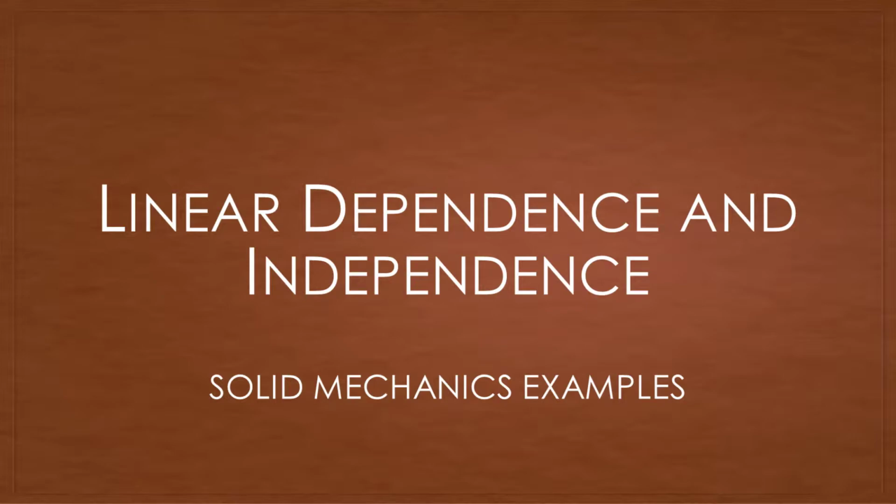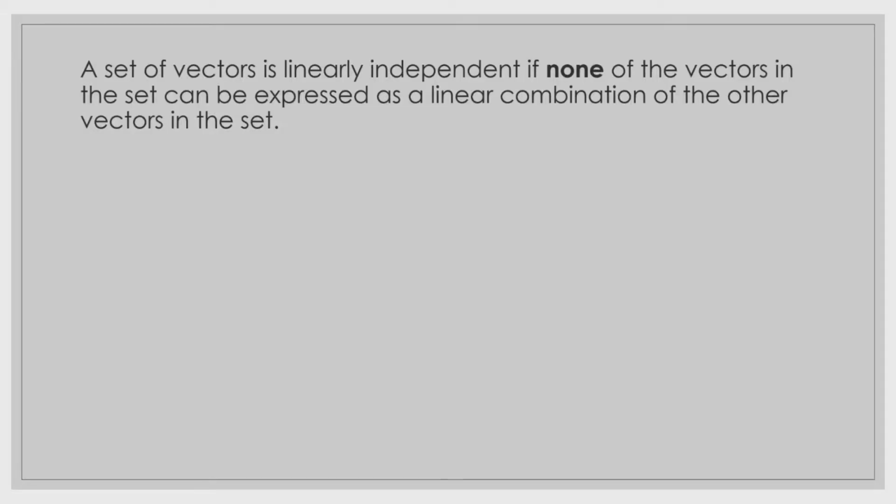Before we get into the examples, let's cover a little bit of theory. The theory states that a set of vectors is linearly independent if none of the vectors in the set can be expressed as a linear combination of the other vectors in the set. This may sound very confusing. I know myself, I can never interpret math from words. I need an actual example.